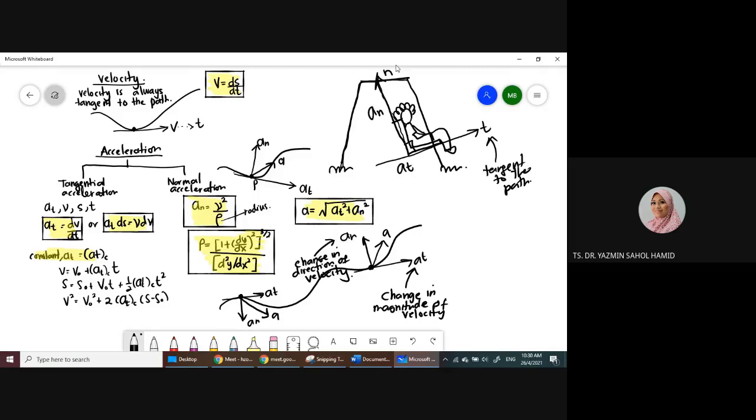So this is a good example. A boy on a swing is moving in a curve like that, going up and down, up and down. Let's draw this person smiling.